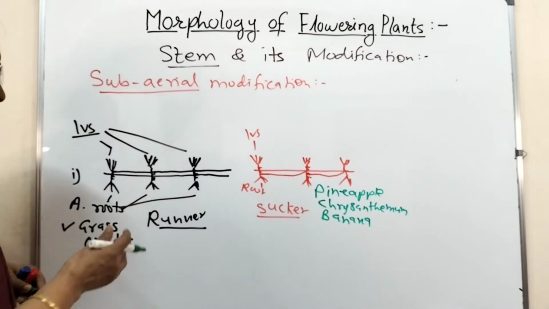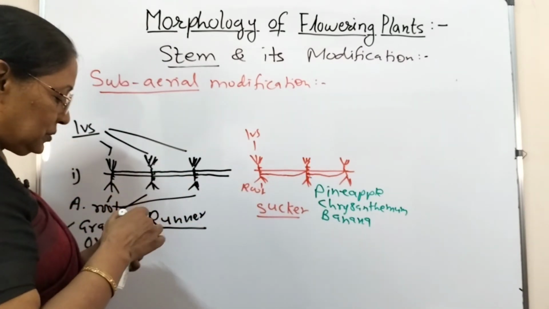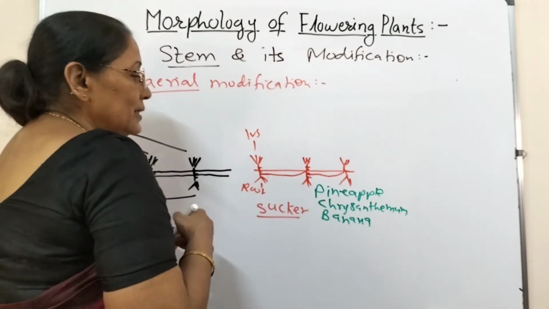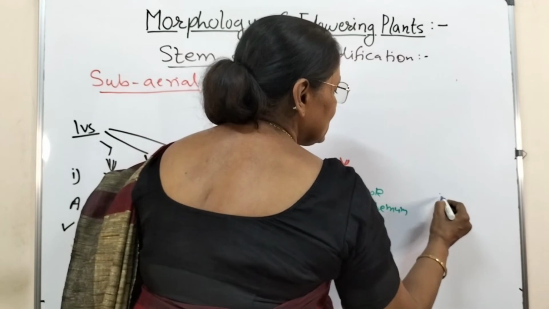Did you find anything difficult so far? It will be like this. The rest are also the same. Now come to the next one, that is stolon. This is stolon.